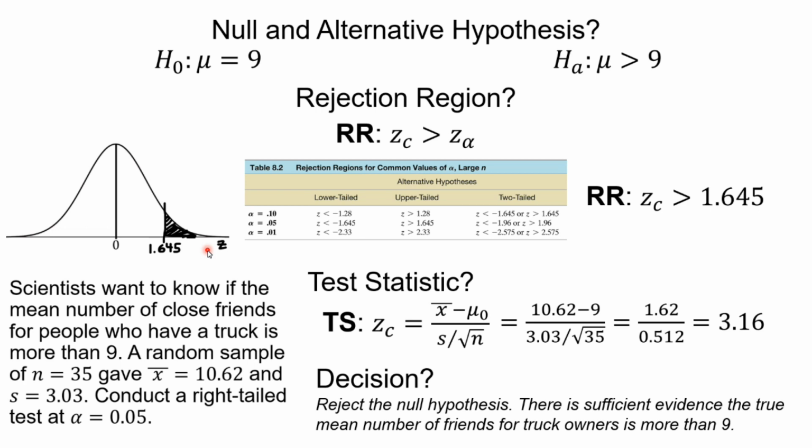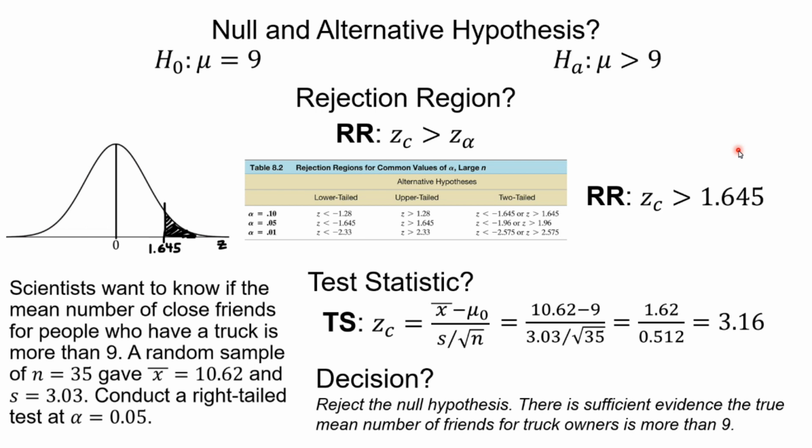That means that we're crossing out this piece. Cross it out, reject it. We're falsifying that, if you will. And that means that we're left with one other hypothesis, and it's that mu is actually greater than 9. So there is sufficient evidence the true mean number of friends for truck owners is more than 9. So if you have a truck, you're more likely to have more friends than the normal person.